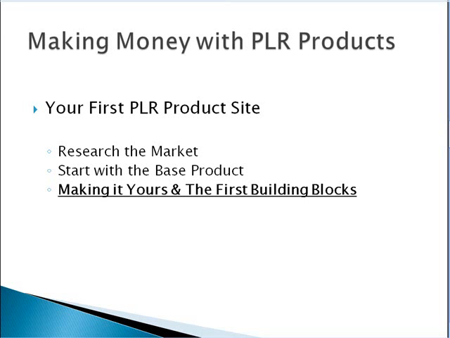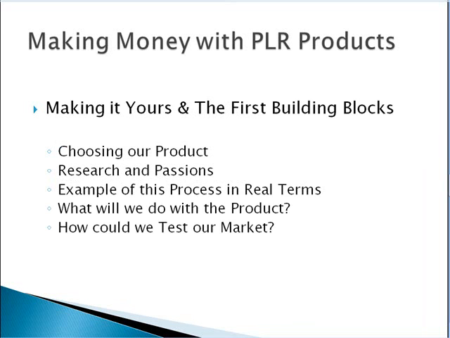This is called Making It Yours and the First Building Blocks. So we actually want to go through a live example with you here on how you may go about researching a product you might want to sell that's a private label rights product. If you remember the last videos, we looked at choosing your product and researching your passions. So what you should have been doing at this point is to start actually thinking about what you're interested in, what you like, the types of searches that you're making, and then start to do brief research into that product to get an idea if there's a market for it, would it sell, are people already selling products related to my market, and so on.